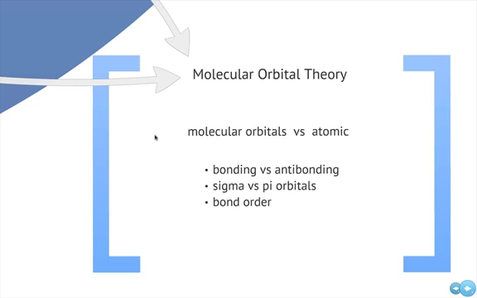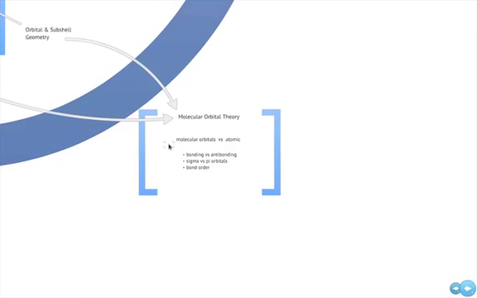And with molecular orbitals versus atomic orbitals, we're going to look at how they're similar and how they're different. And we're going to look into the concepts of bonding versus anti-bonding molecular orbitals, sigma versus pi orbitals, and this idea of bond order, which we also have a tendency to think of as the number of bonds. So that's the overview, and then we're going to pick that up, and from there we're going to go on to kinetics.